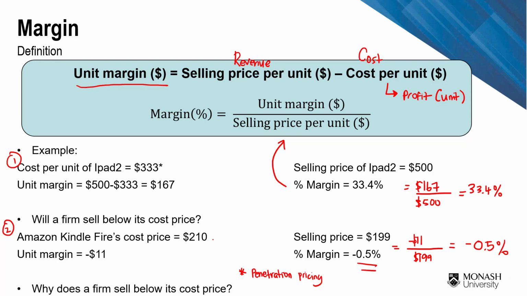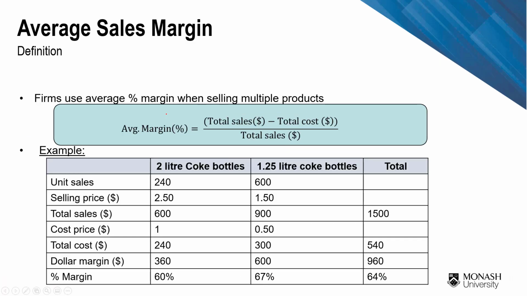For example, if you have bought so many Kindle books already, and a Kindle 2 or Kindle 3 comes out, then you are likely to buy because you have already purchased so many books in your Kindle library. So that's penetration pricing, and penetration pricing can normally carry a negative margin. I hope that makes sense about what margin is all about.